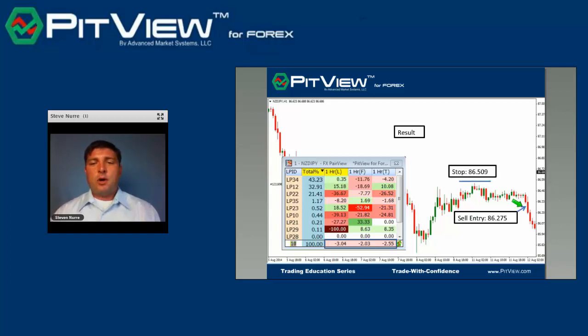Our stop, if we wanted to put this in as just a very simple one-to-one risk-reward trade, where we're going to risk as much on the trade as we want to make, for every pip we're risking, we want to make one pip back. We just place our stop one pip above the previous swing high. This would be risking, I believe, 23.4 pips, and so we would put our limit at a one-to-one risk reward here at 86.041.